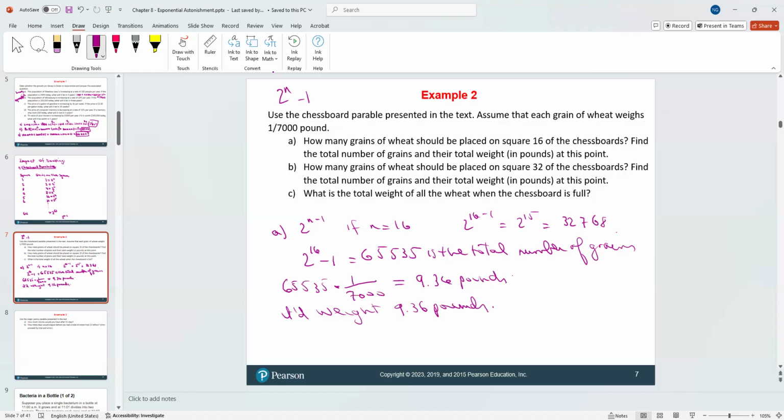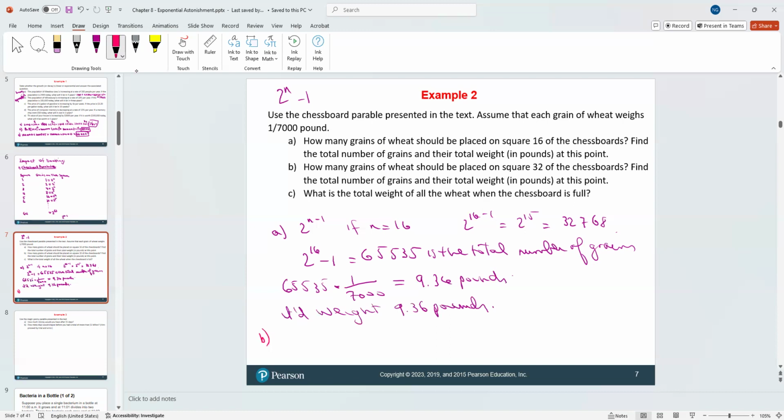We have so many of these. That was only A. If you wanna do B, let's go to B. I'm gonna try to do it very quick. For B, it says how many grains of wheat should be placed on the 32nd square, and find the total number of grains and their weight.